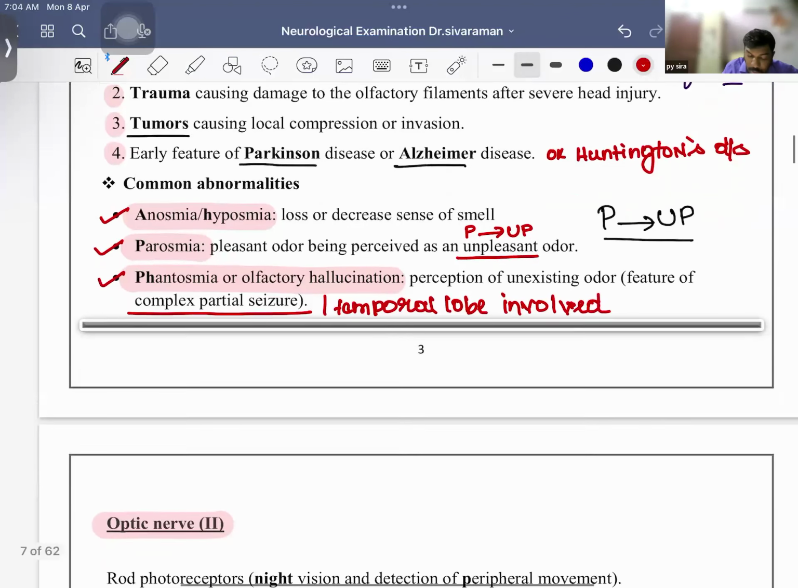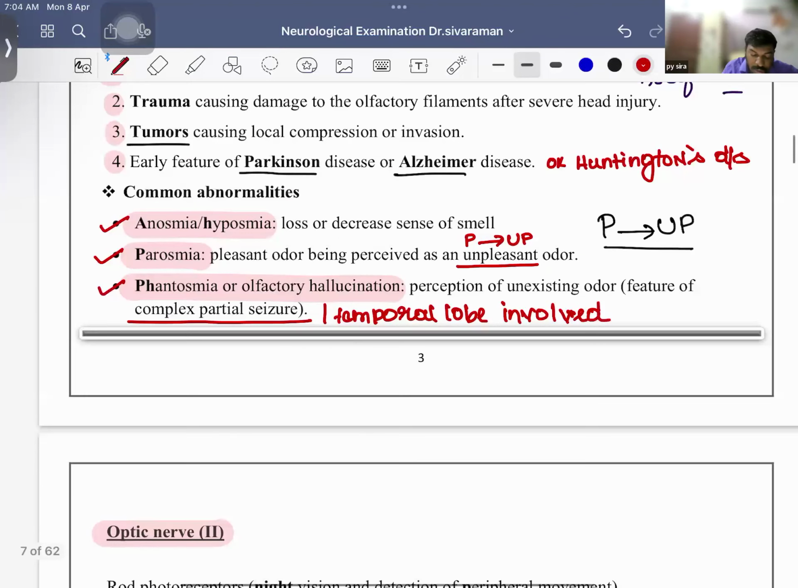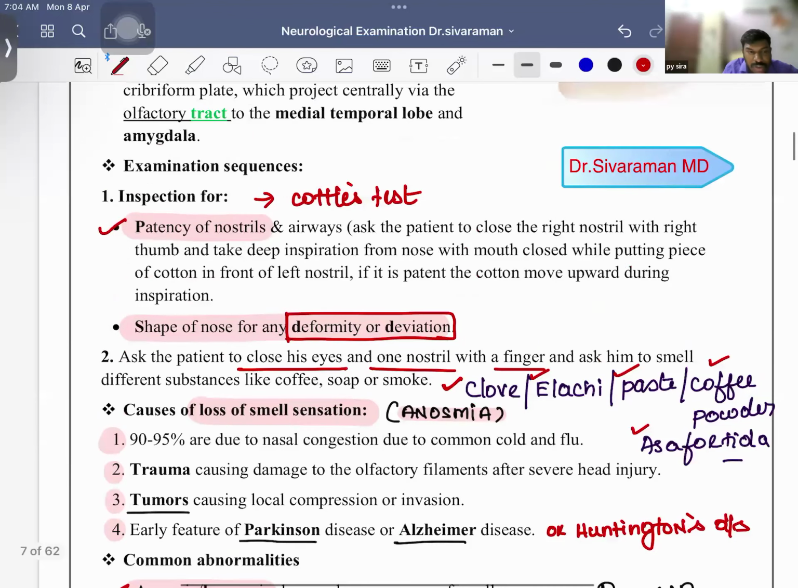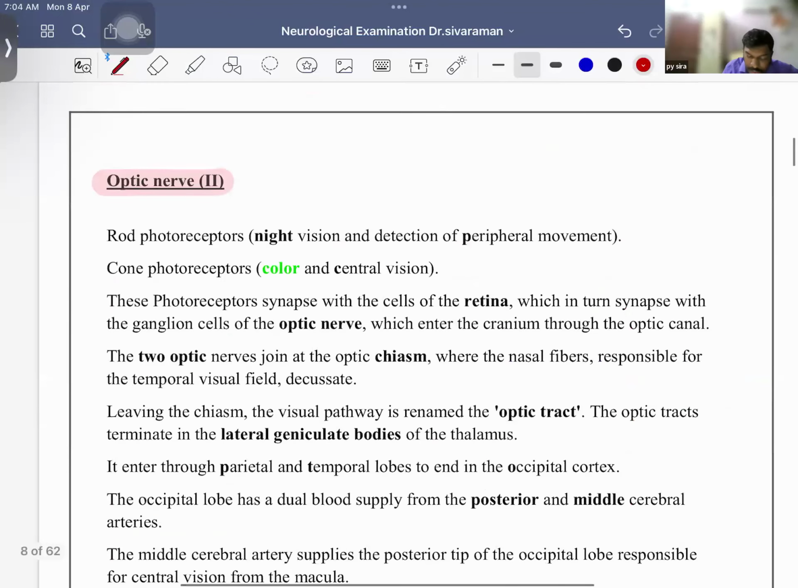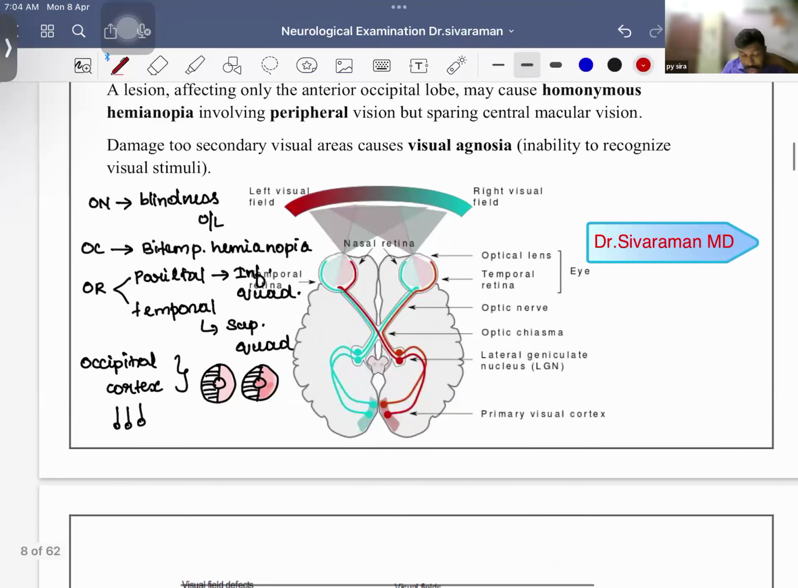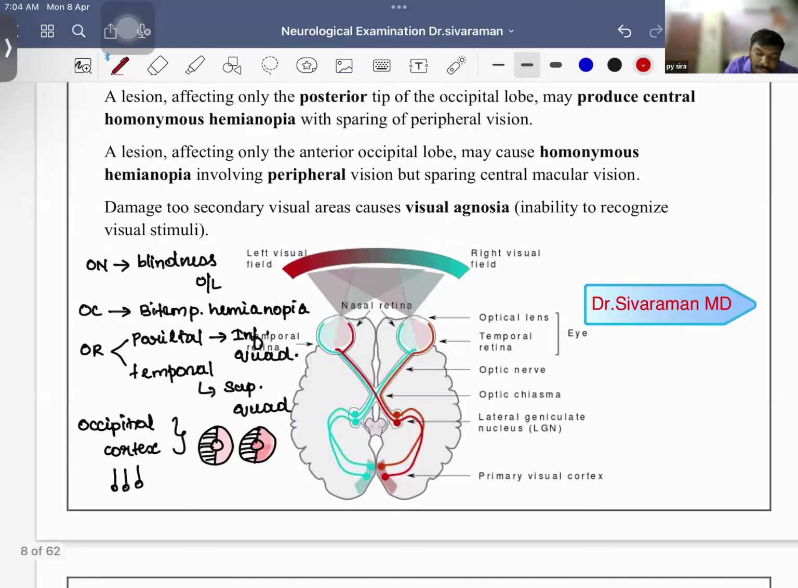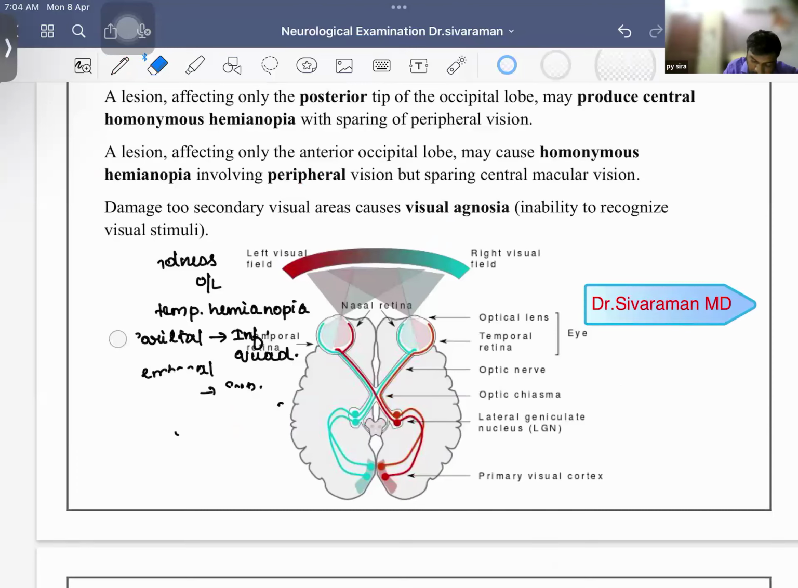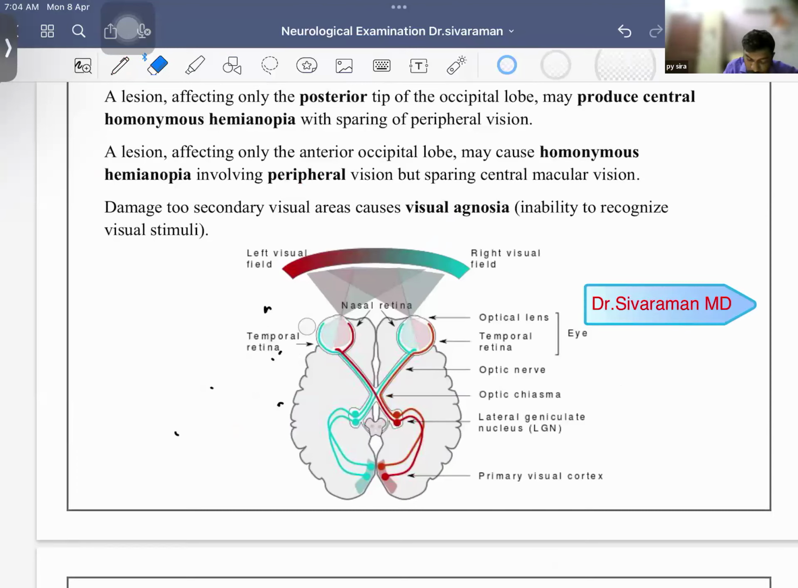So this is about your olfactory nerve. Even though it's a small, simple nerve, they can ask you a lot of questions there. Now next is your second nerve. In second nerve examination they are going to ask very important things. Usually you finish your ophthalmology just before, so for you it is not a big thing.